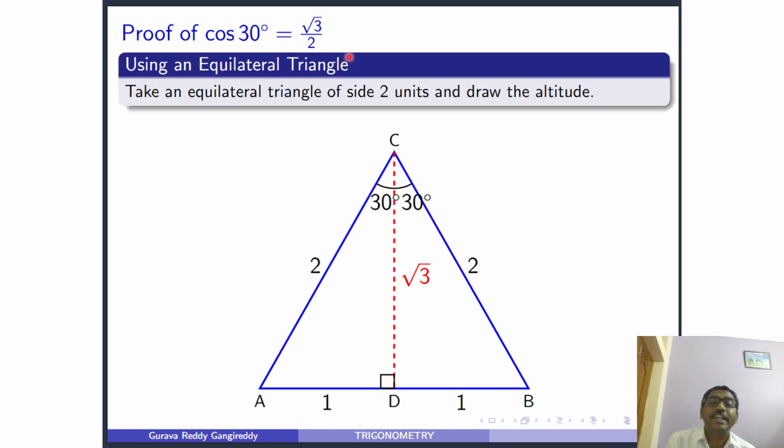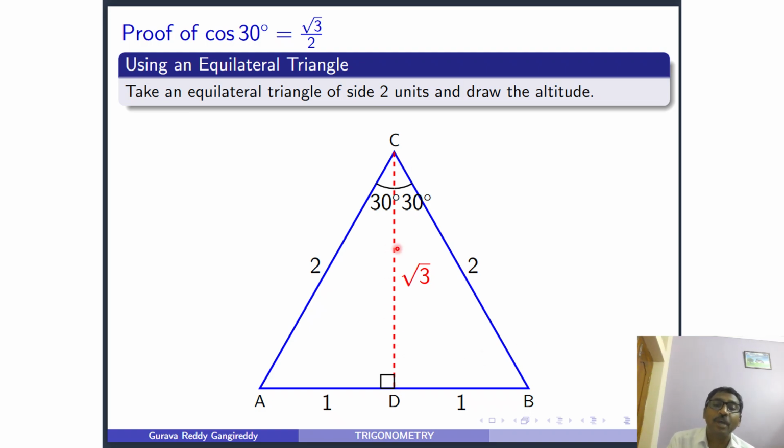Proof of cos 30 degrees equal to root 3 by 2. Using an equilateral triangle. Take an equilateral triangle of side 2 units and draw the altitude. This is an equilateral triangle, 2 units, 1 plus 1. This is also 2 units. This is median, this is altitude, and this is angle bisector. So this 60 degrees is divided into 30 degrees. As this is median, this 2 units is divided into 1 unit and 1 unit.